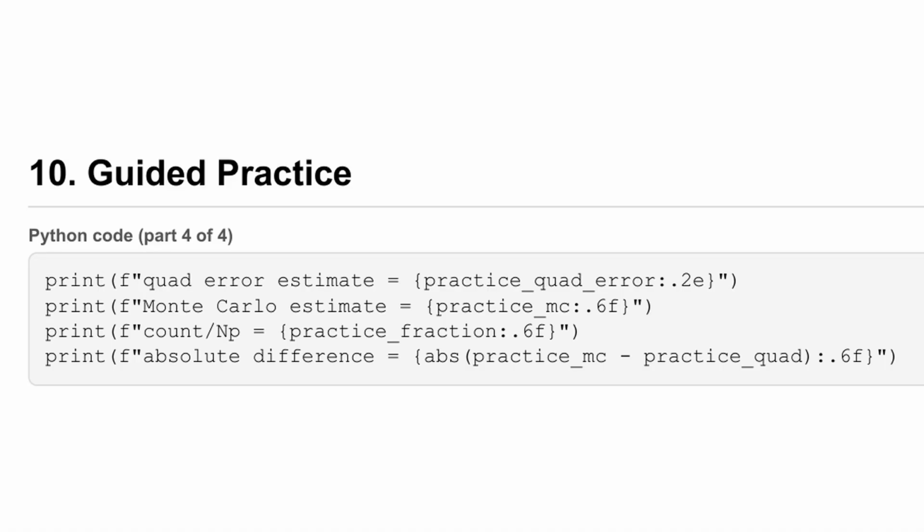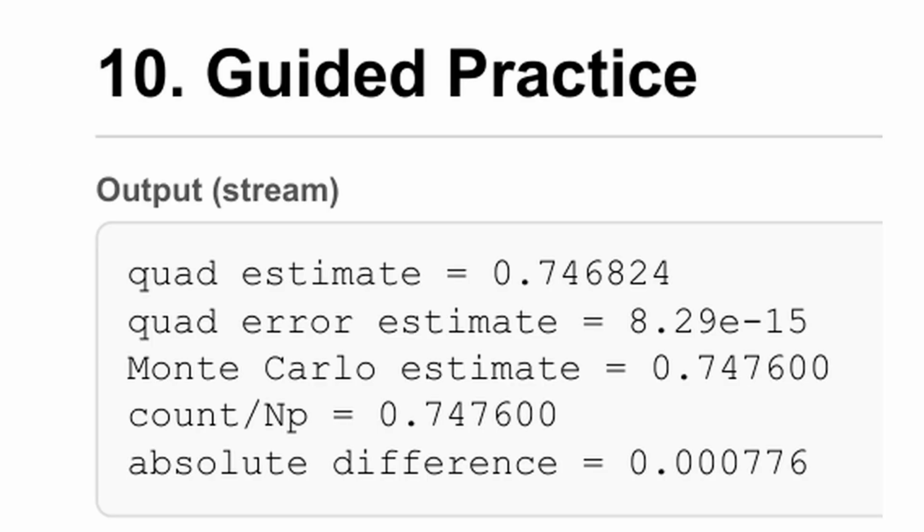We will print out both results and the absolute difference between them. This is the same workflow you should use whenever you are testing a new numerical model. The results from the practice show excellent agreement. The difference is only about 0.0007, which is quite good for a stochastic estimate with 10,000 points.